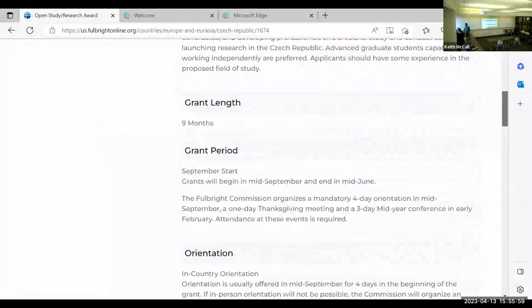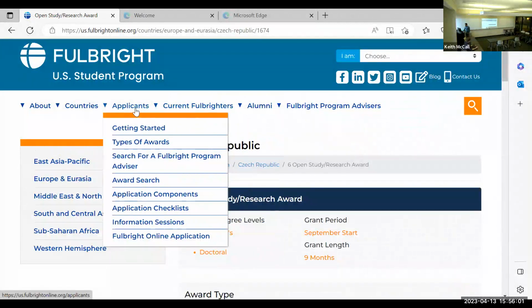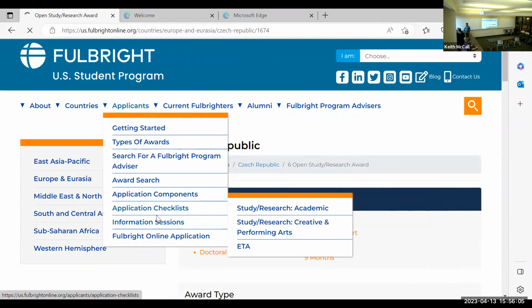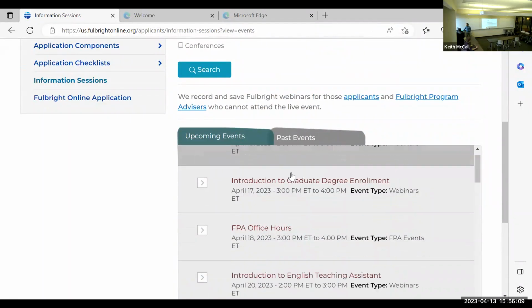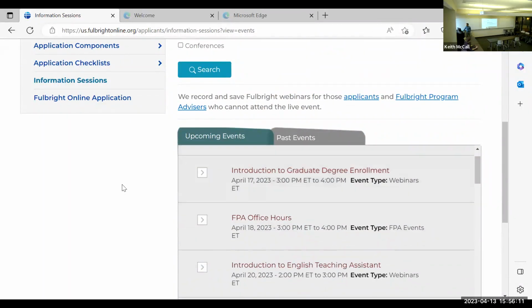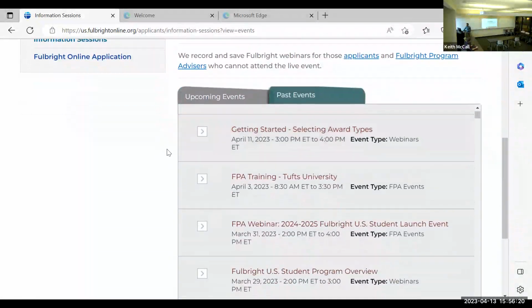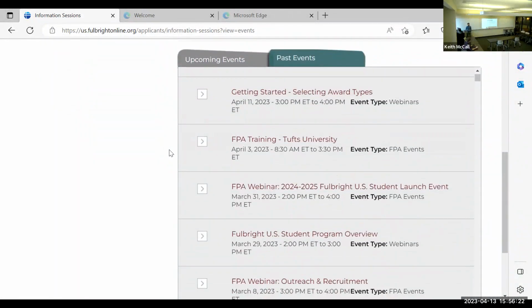So also on the Fulbright website, under applicants, you can go to information sections. Fulbright does a lot of different webinars, and they'll probably have some coming up. You can go ahead and register for it. You see they are doing one in a couple days on introduction to graduate degree enrollment. So you could sign up for that and attend it if you wanted to. You can also go to past events, and you will see a full list of recordings that happened last year, and you can just watch these on your own time whenever you want to.